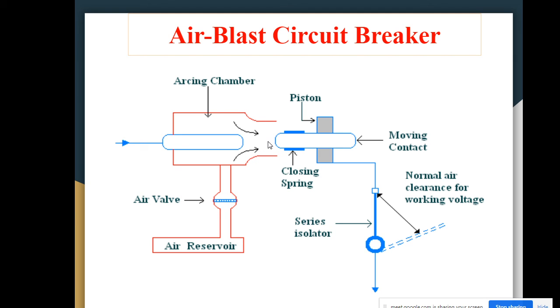So immediately the arc will be interrupted, the current will be interrupted, so the circuit will be opened such that the device will be saved from the fault. So this is the operation of the air blast circuit breaker.